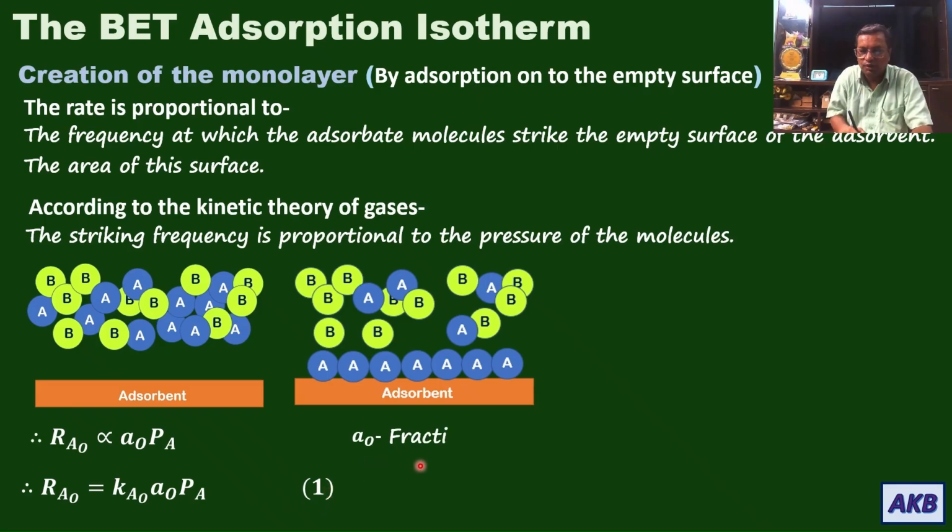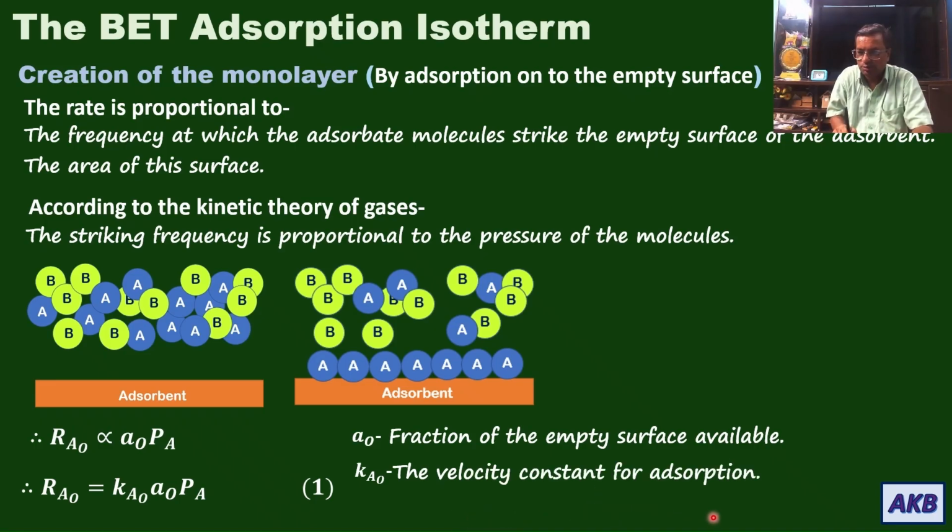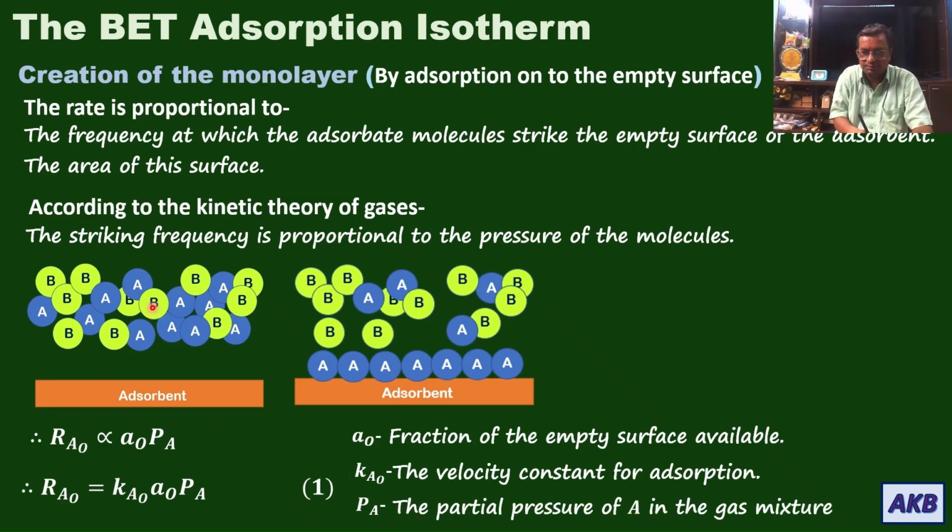In equation 1, A naught is the fraction of the empty surface available on the surface of the adsorbent, Ka naught is the velocity constant for adsorption, and Pa is partial pressure of A in the gas mixture. So the rate of creation of monolayer by adsorption on the empty surface is given by equation 1. It is Ra naught, adsorption of A on the empty surface, equal to Ka naught into A naught into Pa, and we are calling this equation number 1.